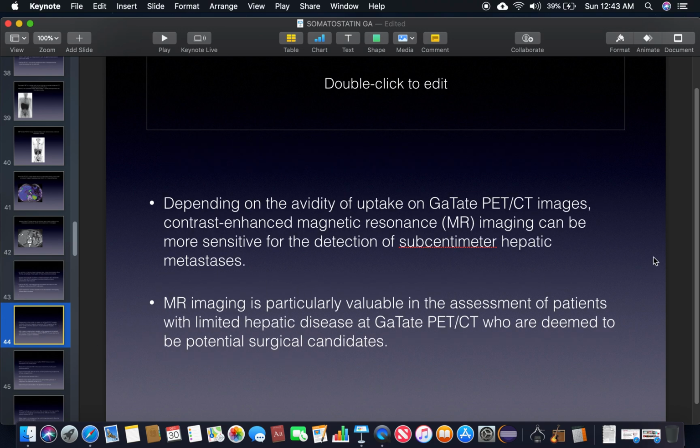And so, depending on the avidity of the uptake on gallium Tate PET CT images, contrast enhanced MRI can be more sensitive for detection of sub-centimeter hepatic metastasis. And MR imaging is particularly useful in patients who have limited hepatic disease at gallium Tate PET CT who are deemed to be surgical candidates.